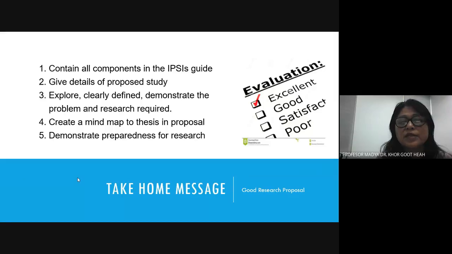So the take-home message here is that a good research proposal contains all the components in the IPSIS guide. It will give the details of the proposed study. It will clearly explore, define, and demonstrate the problem and the research required. You also will create a mind map for the thesis in the proposal. So it definitely demonstrates the student is really prepared for the research and thesis writing processes.